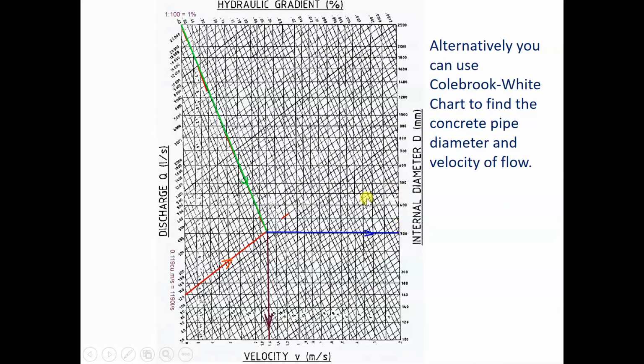This one is the Colebrook White chart. This one is mainly used for water reticulation, to size up the pipes. So in this case, I just use it roughly to check if the stormwater pipe size is quite close.